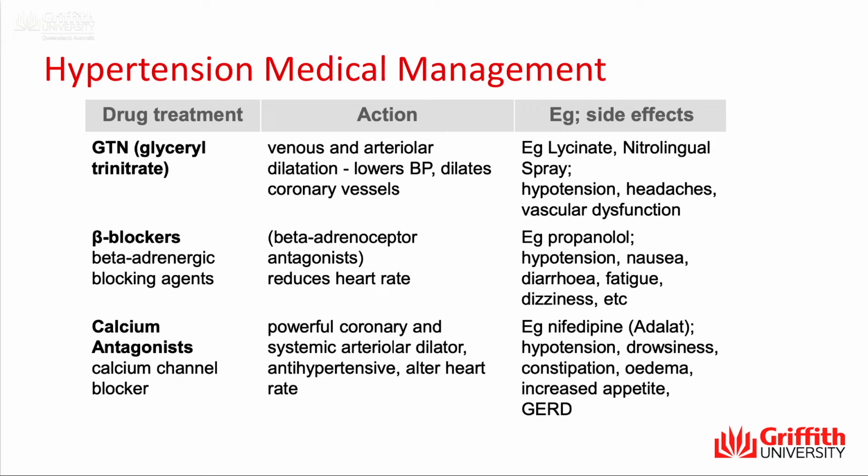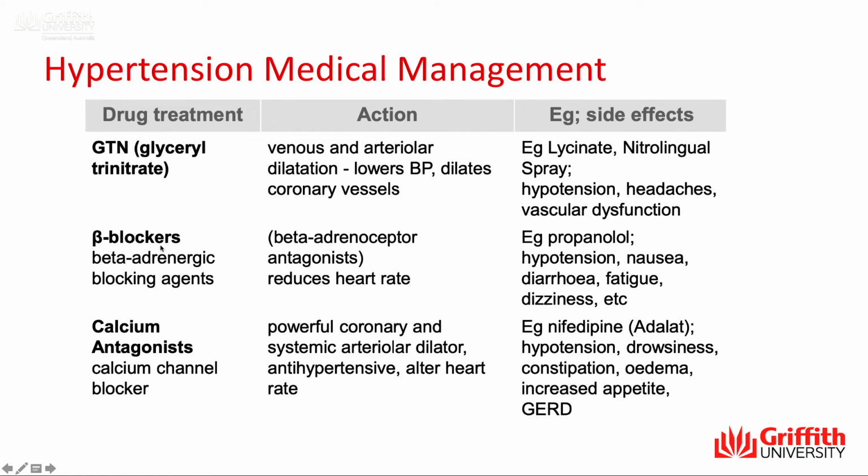So again, briefly going over the medical management. We've got a number of drugs. Hopefully you remember these from pharmacology. So we've got the first, GTN, whose action is venous and arterial dilation, so it lowers blood pressure by dilating the coronary vessels. But you also want to note the side effects here, and then these are some names, so glyceryl trinitrate and Nitrolingual spray. So you often see, when people have this, they will spray it under their tongue.